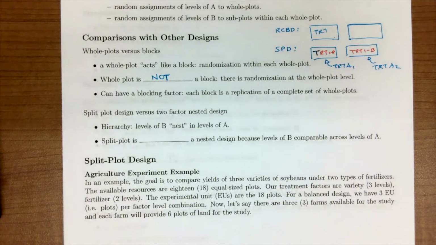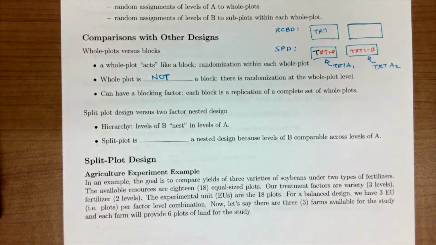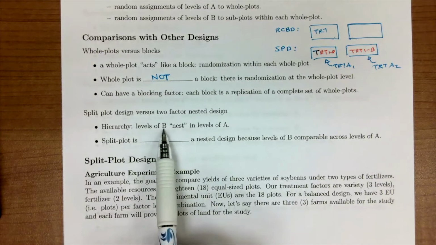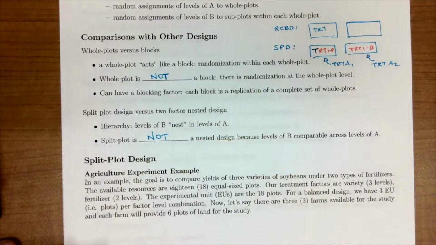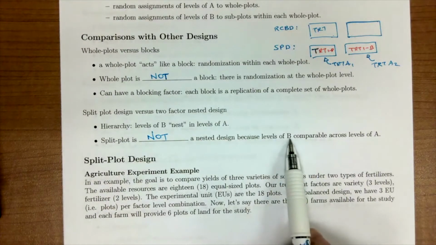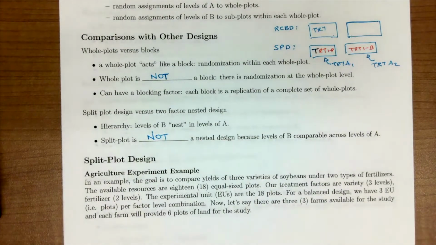Now recall from lesson 11, we started talking about nested designs and having that hierarchy of factors. So let's compare split plots and nested designs and see if they're the same. They're the same in the sense that there is a hierarchy and level B is nested in level A. So level B would be our subplots for our split plot and A would be the whole plot. But a split plot design is not a nested design because the levels of B are comparable across levels of A.